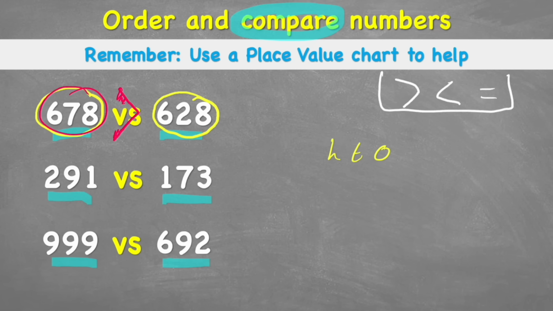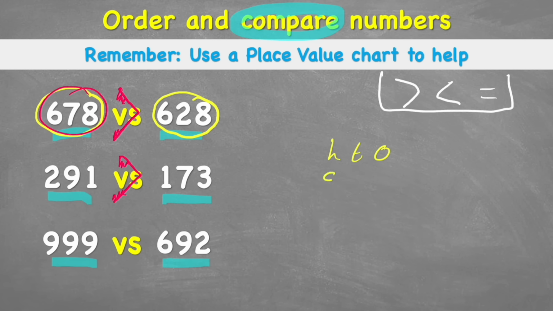Let's look at our second example. I have 291 and 173. And straight away, I can see that in the hundreds column, I have a 2 and a 1, which means this value here is always going to be larger. So that means the 2 in the hundreds column will always be bigger than anything that can come from my second number. Therefore, this is my greater number, my greater value. So again, 291 is greater than 173. Remember, the crocodile wants to eat the big number.